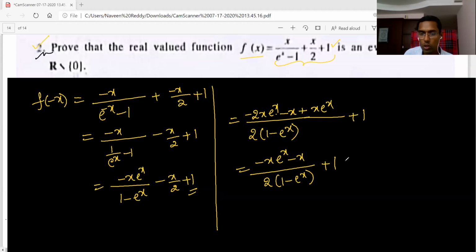So what can you write this one? Again, as usual, you should write. If I take negative common, that is minus x common, what do I get here? Okay, so minus x, if I take common, what I get here? Here I get e power x.